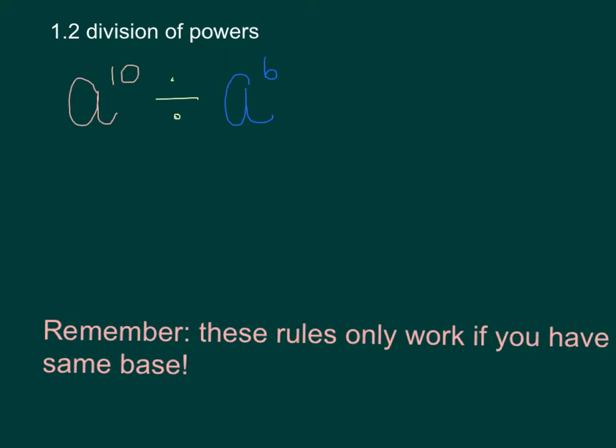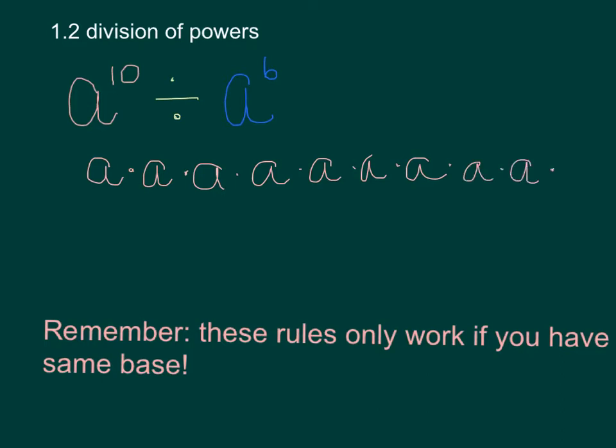Let's write it out. That's going to be an a. How many times? 10 times. So there's 1, 2, 3, 4, 5, 6, 7, 8, 9, 10.